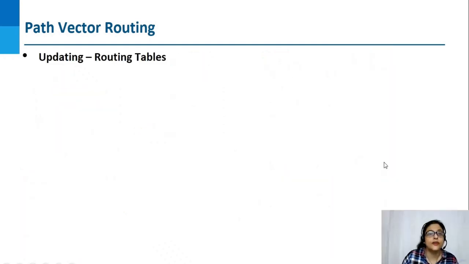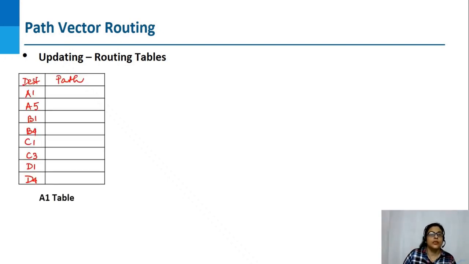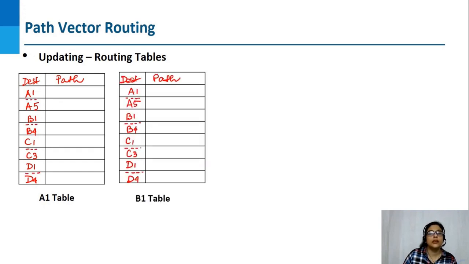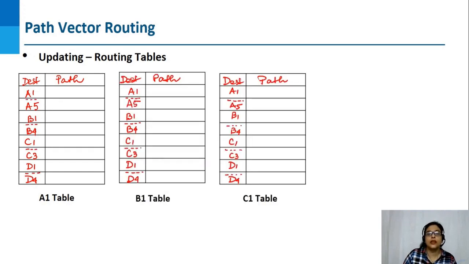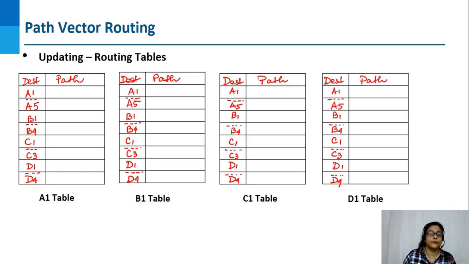Next is updating the routing tables. Once the autonomous systems get their information from all other neighboring autonomous systems, the routing tables must be updated. So let us look at the updated routing table of A1, B1, C1 and D1 as example.